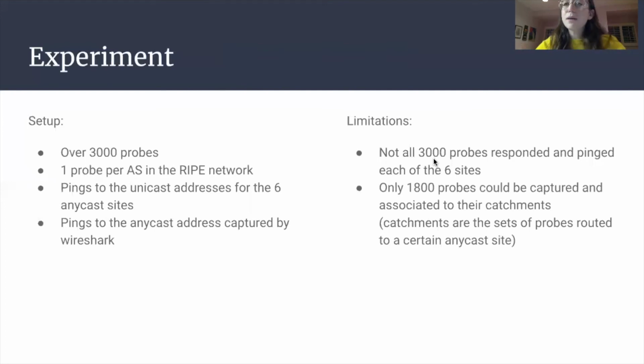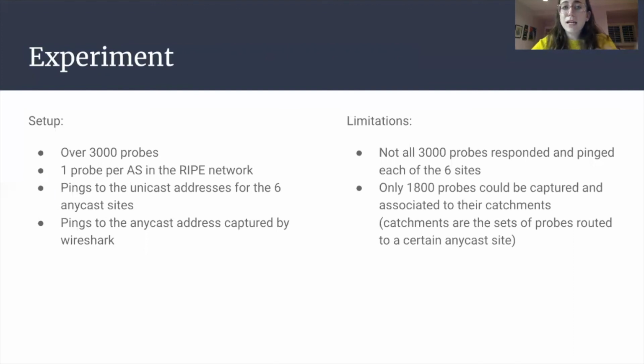Now I'm going to go into my experiment. I set up my experiment using RIPE Atlas, which is a network of probes all over the world that provide information about internet connectivity and reachability. There are thousands of probes in the network, and users can host probes or create custom measurements from those probes to specified addresses.